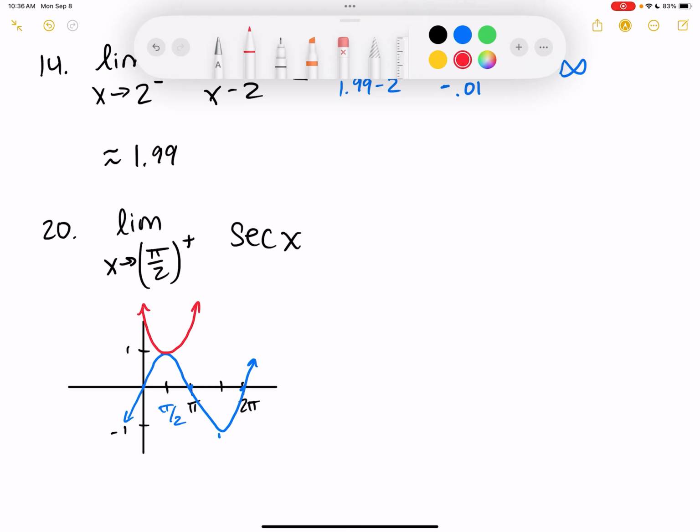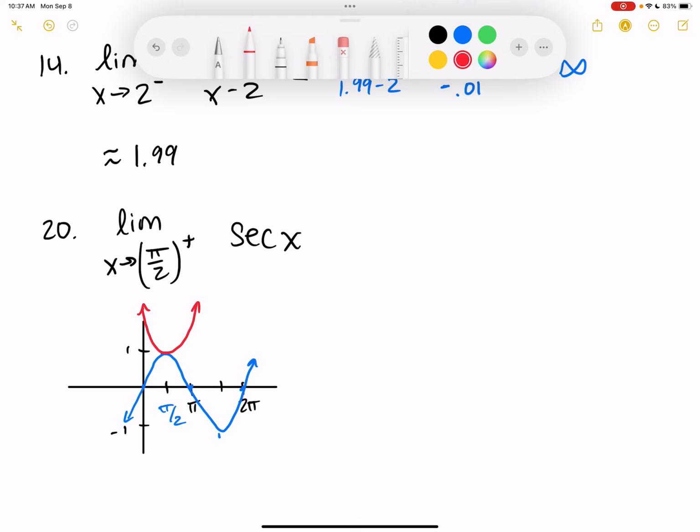So as I am getting to pi over 2 from the right, what is happening to this graph? It's going where? Up. Yeah, it's going up toward, or wait. Hold on. Is that right? Do I have this drawn right? What is going on? Now I need to check it. Hold on.